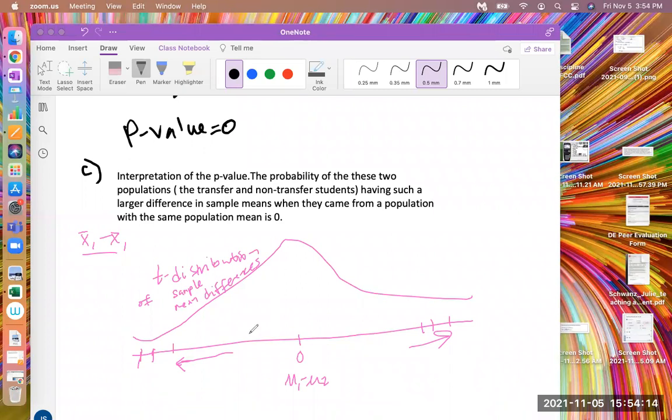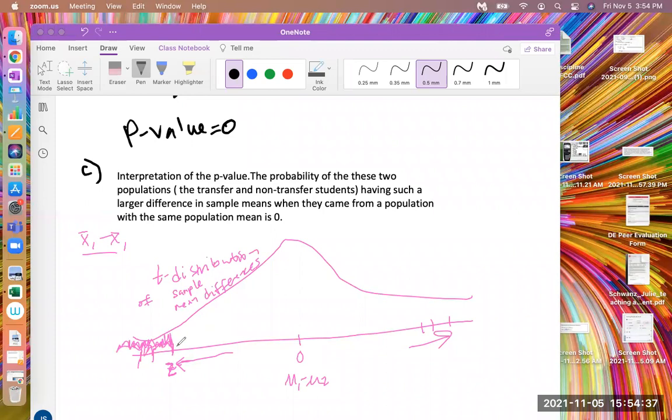So what we do is we place the test statistic. It's the number of sample standard deviations that the difference of the samples is, and then we calculate the area under the curve.